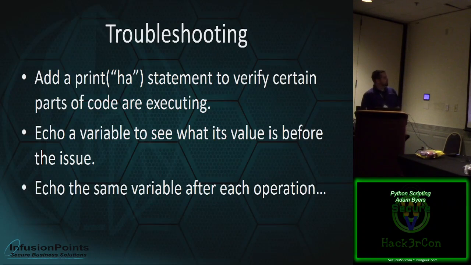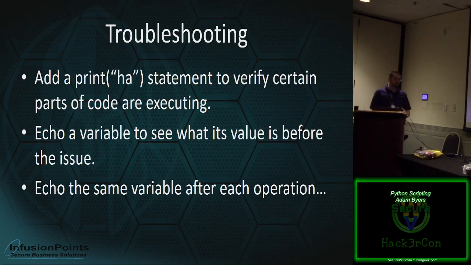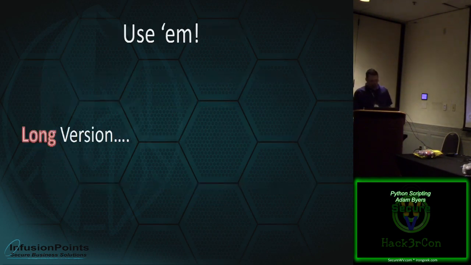Getting ahead of myself. All right, so I had a print statement to verify certain parts of code are executing. Echo a variable to see what its value is before the issue, and echo the same variable after each operation. I've accidentally converted things into strings and different types that weren't compatible with the function I was trying to run against it, and didn't notice it until I started asking, all right, what is this? What's the type? What does it contain? Before it goes into the function, I was like, oh wait, I'm changing this up, and I shouldn't be doing that.